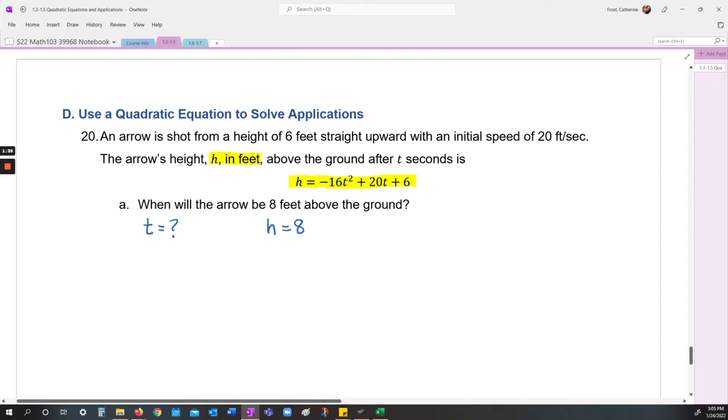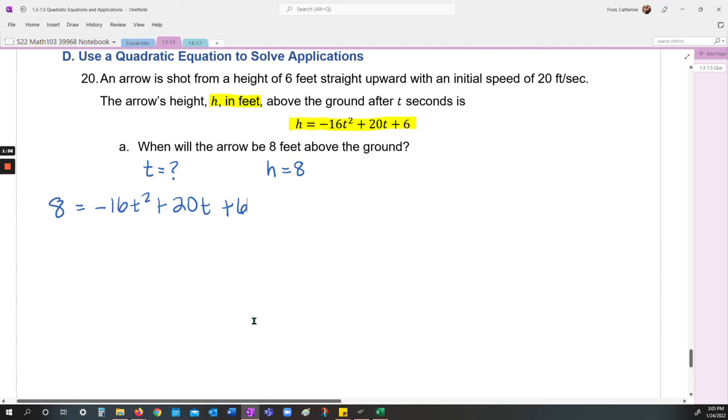So we're going to put 8 in for h, and then we have 8 equals negative 16t squared plus 20t plus 6. And so what we've got here is a quadratic equation, and we have now learned several different ways to solve quadratic equations. The two ways I tend to fall back on are factoring and quadratic formula. If it doesn't specify, which it doesn't here, I would try one of those.